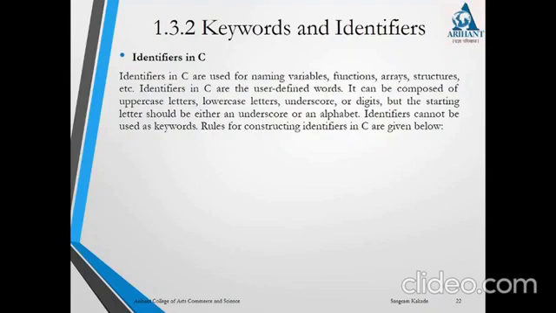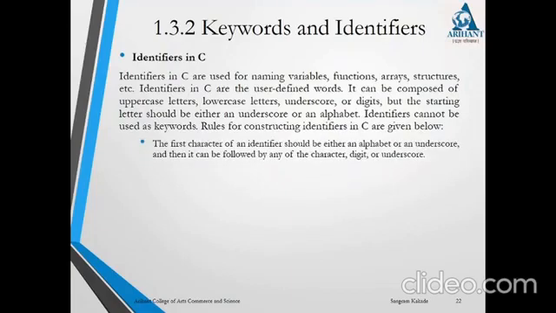Keep that in mind. Identifiers cannot be used as keywords, and vice versa. The keywords which we have seen in the previous slide cannot be used as identifiers because keywords have their specific purpose in the language. Now, we'll see the rules for constructing identifiers in C. First, the first character of the identifier should be either an alphabet or an underscore, and then it can be followed by any character, digit, or underscore.